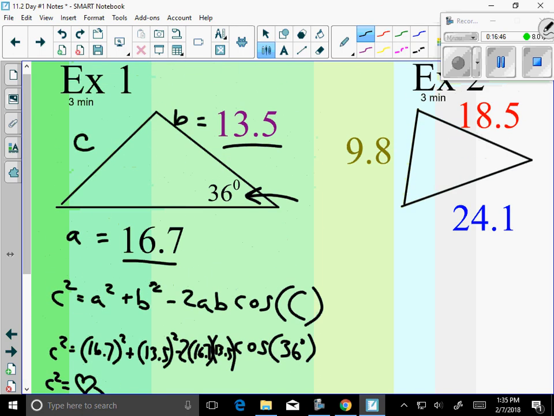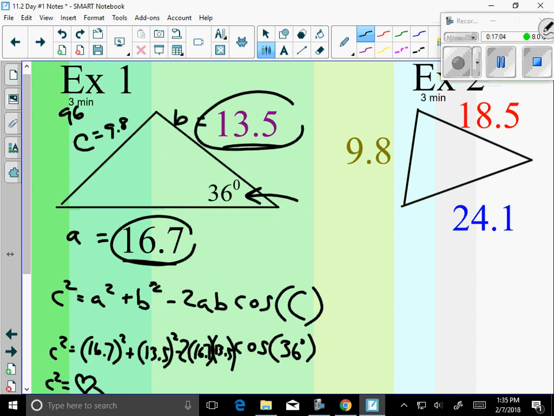Does it make sense? It does in the reference of the problem. Like if you see a 96, some kid's going to write 96 here and be like, I got 96. And you're like, not possible. Hello, you got a 16.7 and a 13.5. No way that's going to reach, right? So go back to the problem, look at it in the context of the problem, and figure it out.